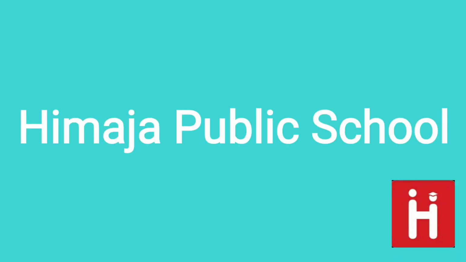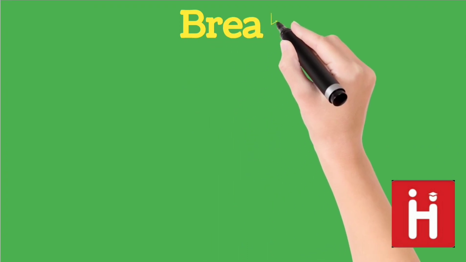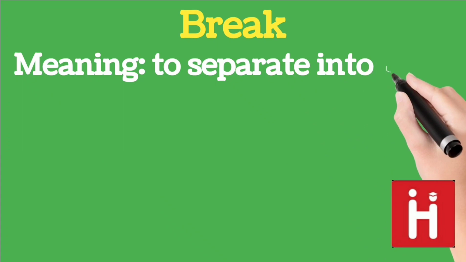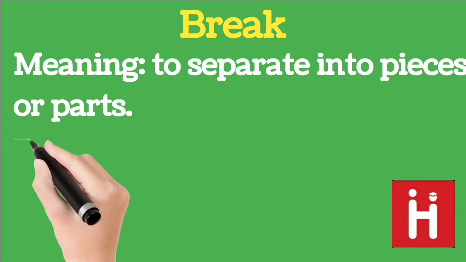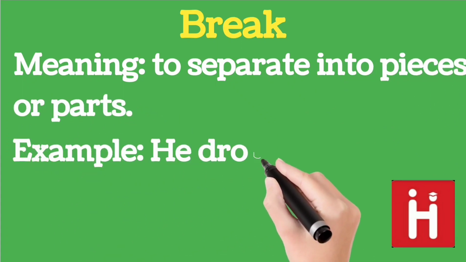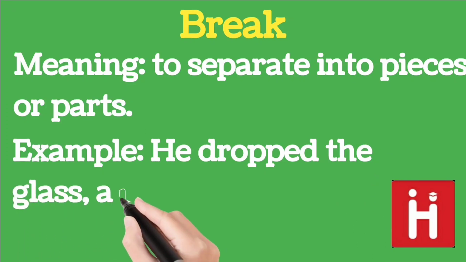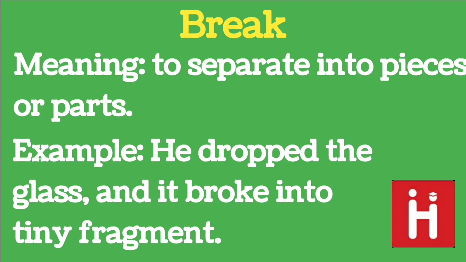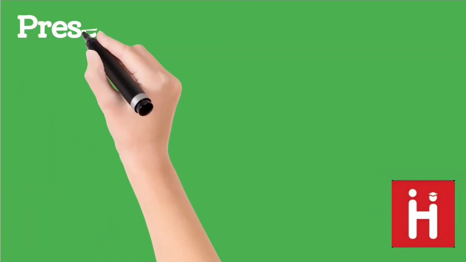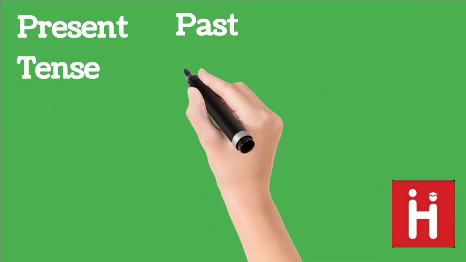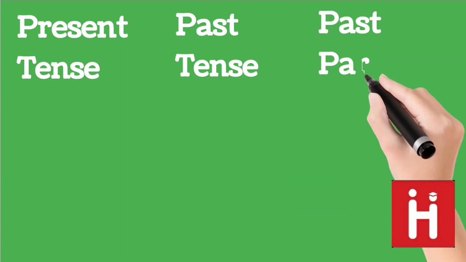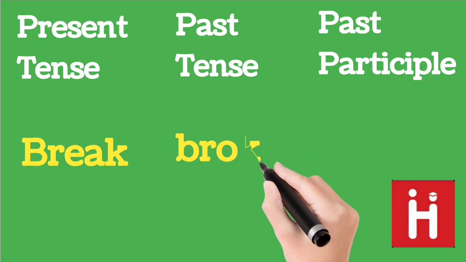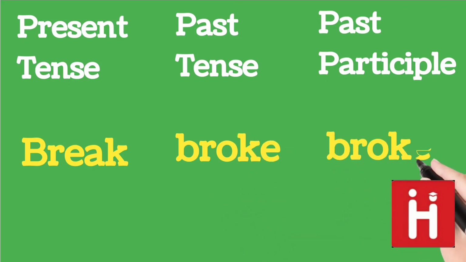Now we see the verb break, meaning to separate into pieces or parts. Example, he dropped the glass and it broke into tiny fragments. The three forms of the verb break are break, broke, broken.